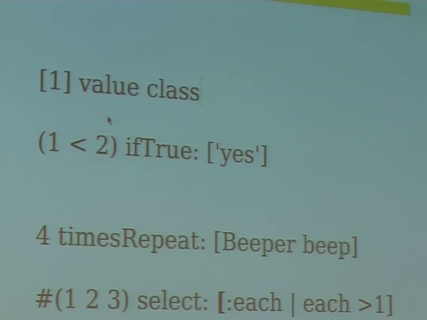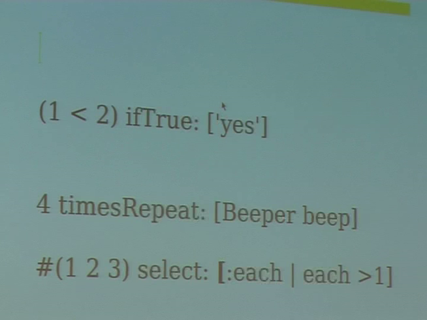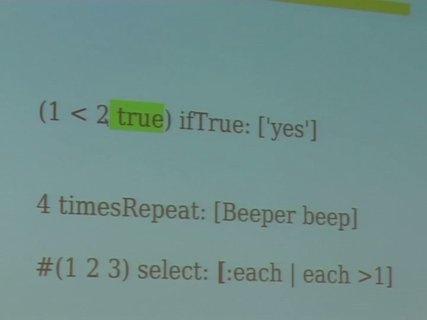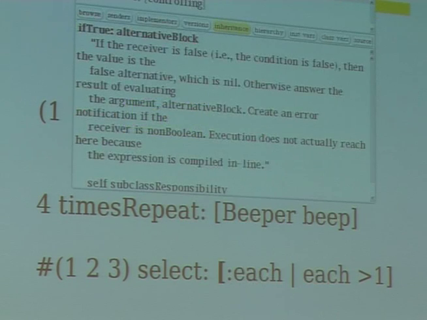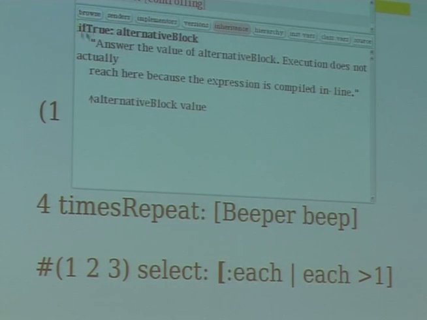And with this capability of putting code inside an object without evaluating, you can make any form of control structure that you want. For example, here we have a method called ifTrue, and this is implemented on true and false. If we have one smaller 2, that is true, and true implements ifTrue to just return the value of the block that you give to it. We can actually look at the code. It just says ifTrue alternative block, and it just returns alternative block value. Quite simple.